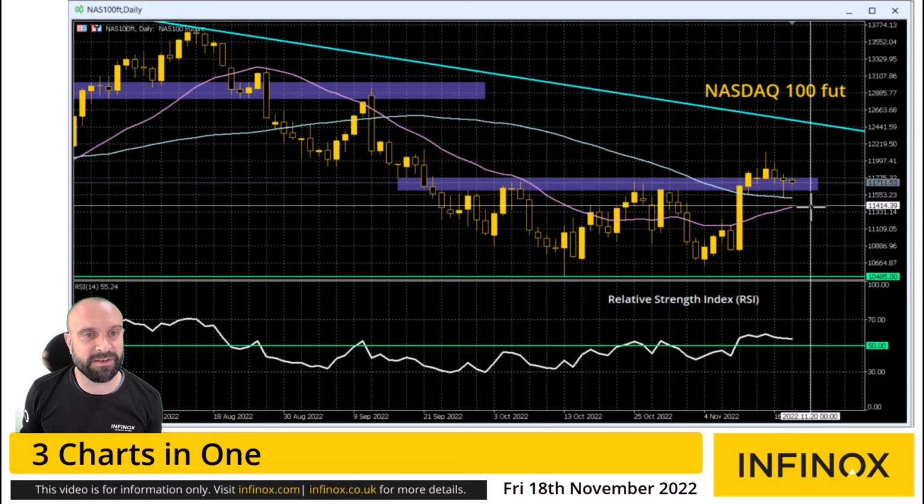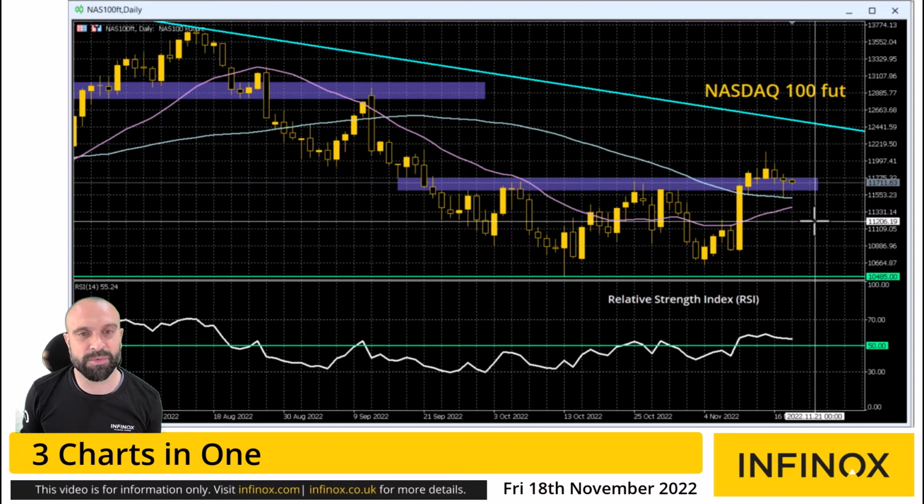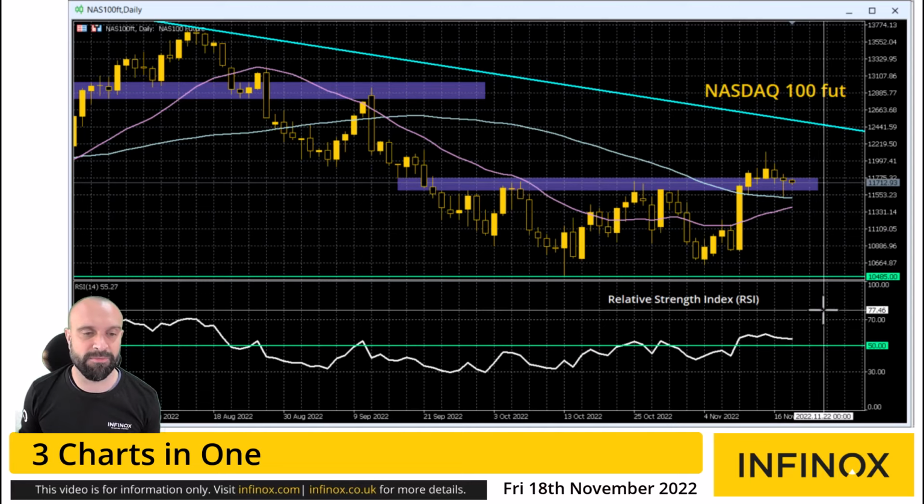If it starts to drift underneath, you could see quite a quick move back towards maybe 11,200, and below 11,200 you really are back into corrective territory. But holding the neckline support would be important here near term for the NASDAQ 100.